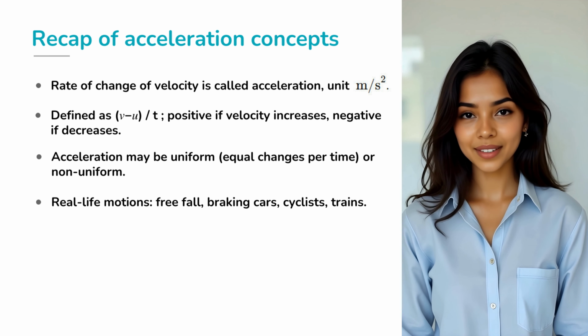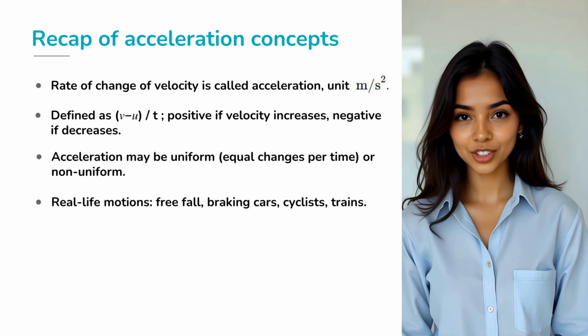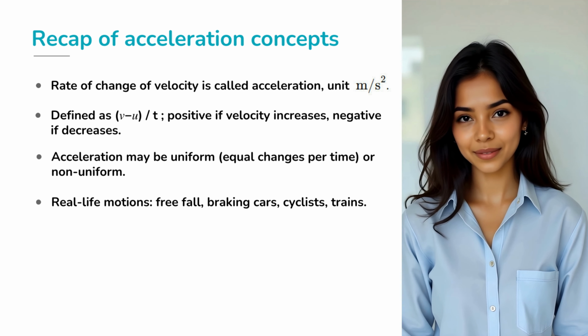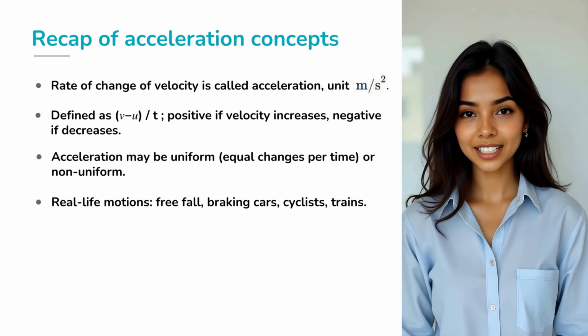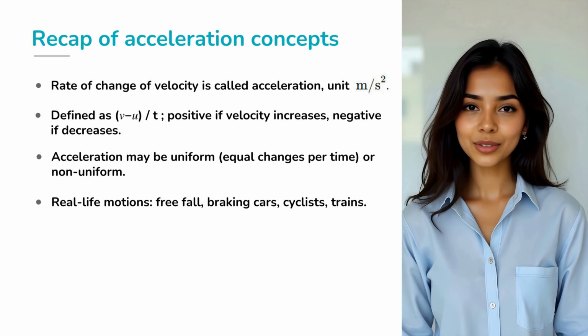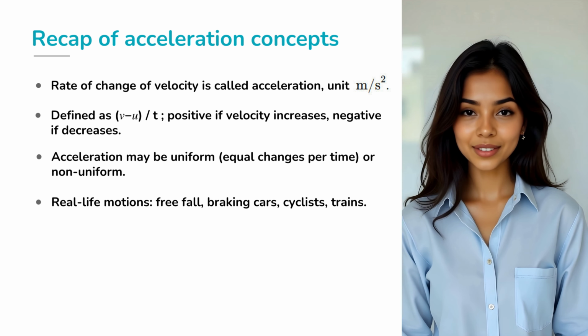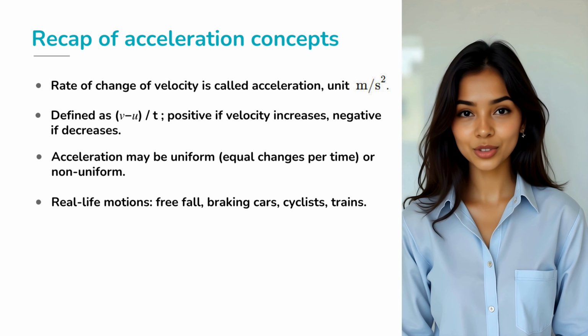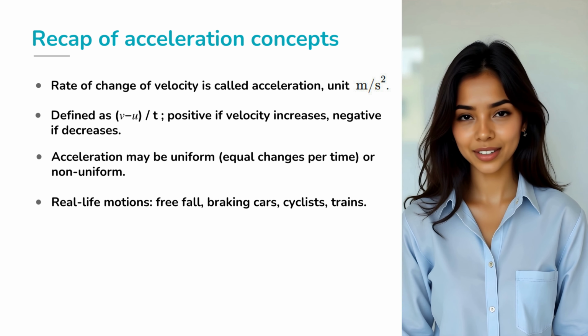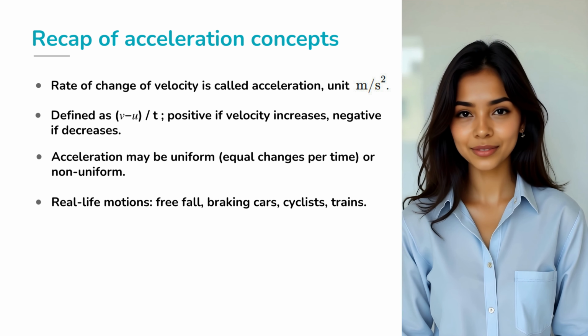So to sum up, acceleration is the rate of change of velocity with respect to time. It is given by the formula a equals (v minus u) divided by t, and its unit is meter per second squared. Acceleration can be positive or negative, uniform or non-uniform. From falling objects to braking cars, from trains to cyclists, these examples bring the concept alive in daily life.